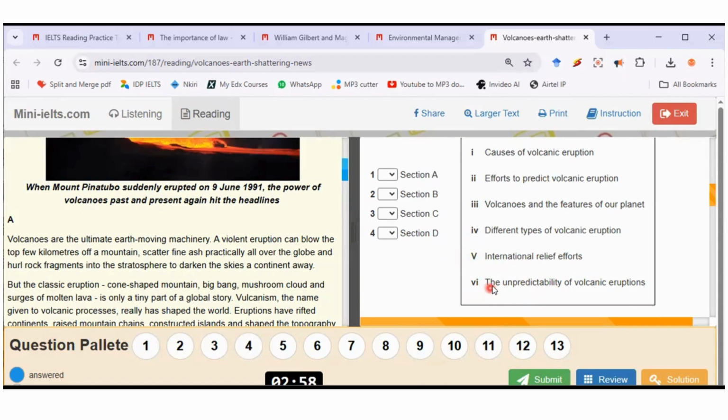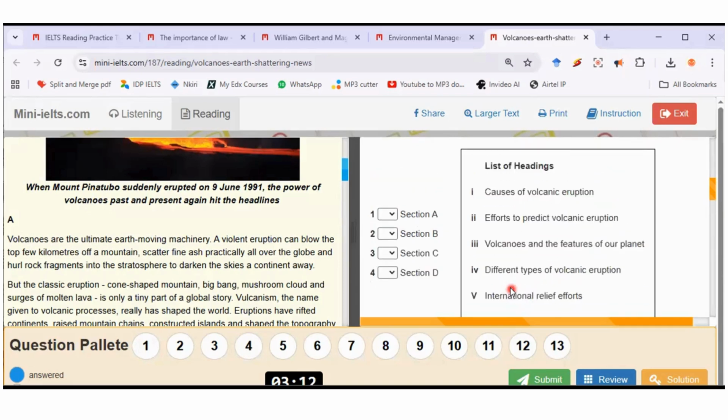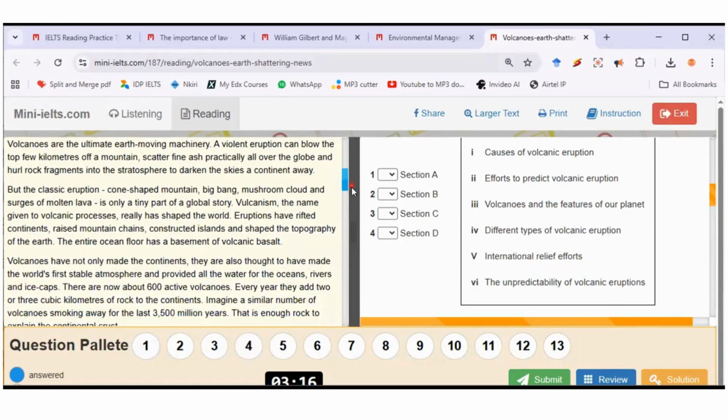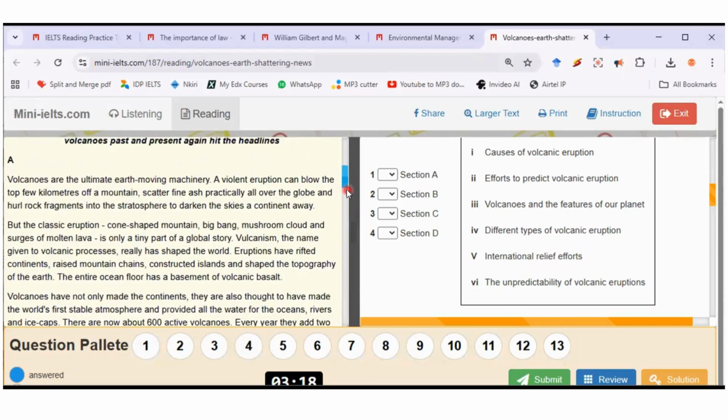Number 6, the unpredictability of volcanic eruption. This is one very important keyword, the unpredictability. In other words, that thing is unpredictable. You can't say what will happen or when it will happen. Unpredictability. So I have registered my keywords. Next thing I'll do now is to go to the passage, take it paragraph or section by section. So we start with section A.